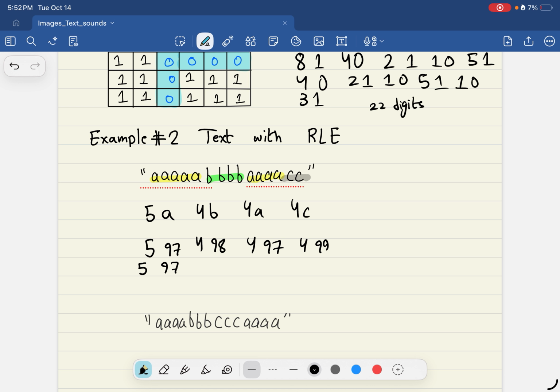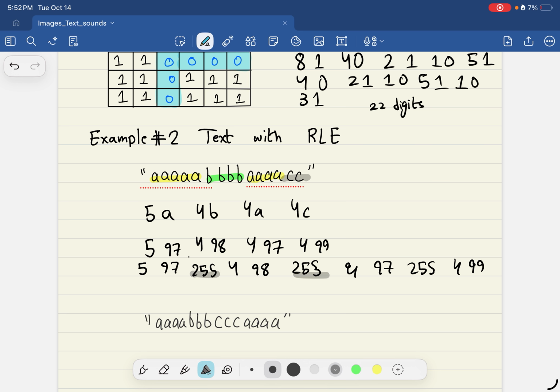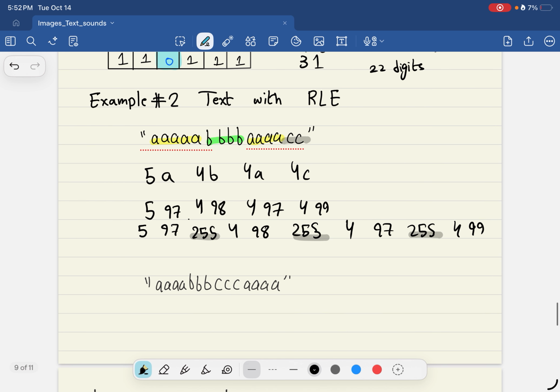So after every, let's say 597, I will write down 255. Again, after 498, I will again write down 255. Again 497 and then 255. And then 499, and that's it. So in between each block where the first number is representing the repetition and the second number is representing the digit itself, we have inserted this 255 just to separate them out completely. Now using the same idea, try to write down the answer for this one.